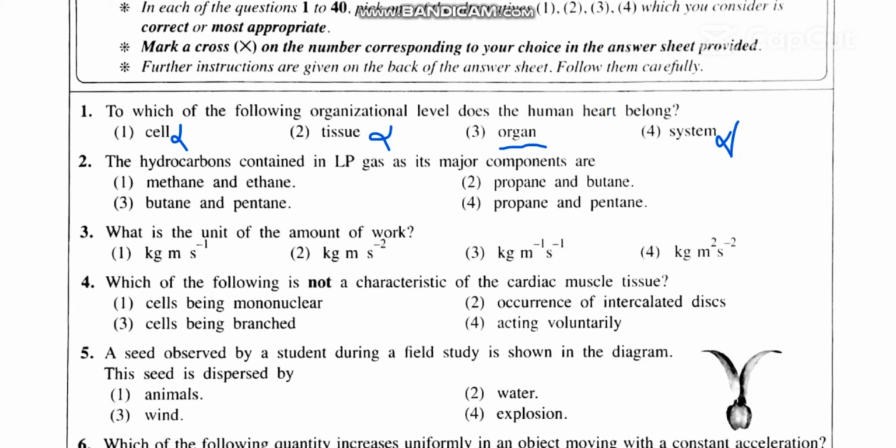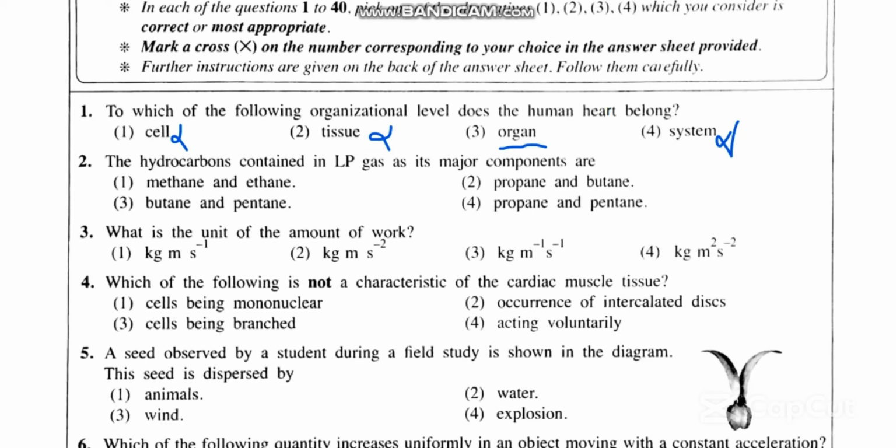The hydrocarbons contained in LP gas as its major components are... Now, this LP gas was a major problem when we were doing the exam. I also faced this exam, so they asked this question linked to that. It's propane and butane. It was talked about largely in the news that the propane and butane composition was changed, and due to that the LP gas cylinders were exploding.